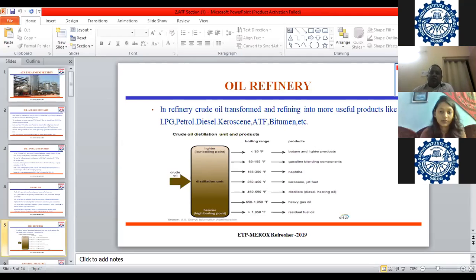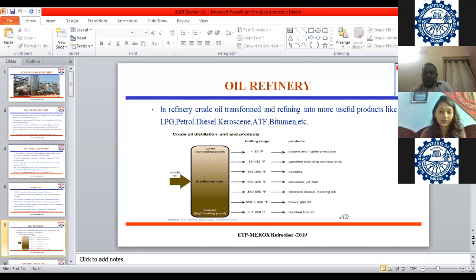Now, the oil refinery, typical oil refinery conditions. In a refinery, crude oil is transformed and refined into more useful products like LPG, petrol, diesel, kerosene, ATF, bitumen. These are the few products naturally required in our current market scenario. They are also day-to-day requirements of our daily life. Like when we go somewhere, we require a bike or car or truck or bus; any mode of transport requires energy. In our kitchen we also require LPG. So energy is a minimum requirement of our daily life.